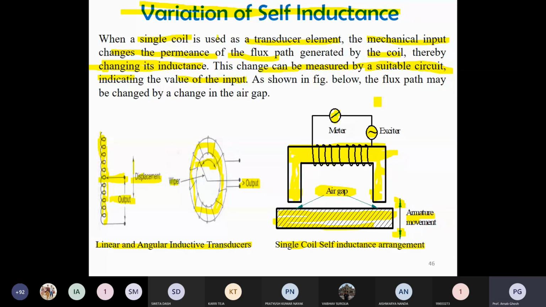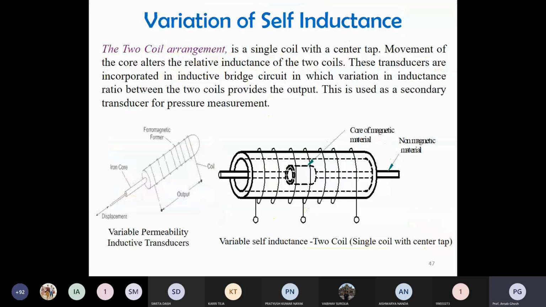And that value will change with the presence of the air gap. These are variations of the self inductance.